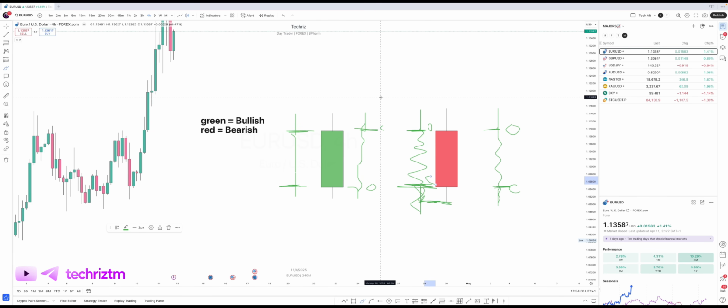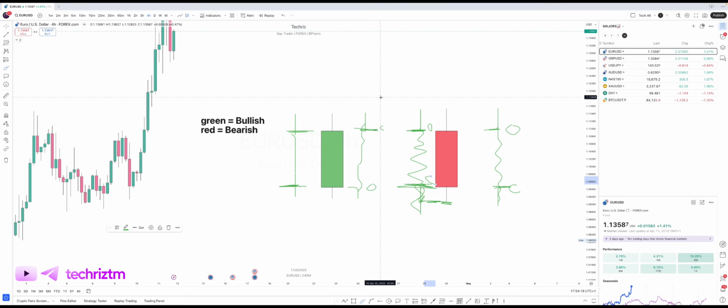Now, it is important to actually understand the open and close of the candlesticks, because we actually use the open and close to mark out various levels on the chart. There are so many candlestick patterns that we use today that actually take advantage of the open and close.